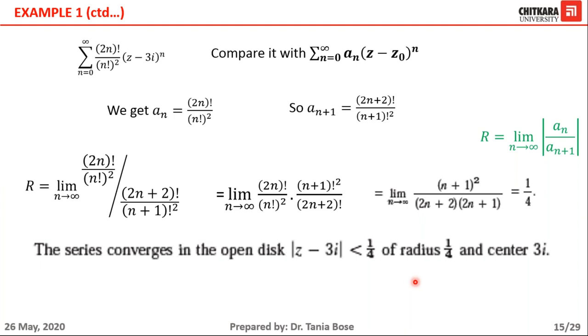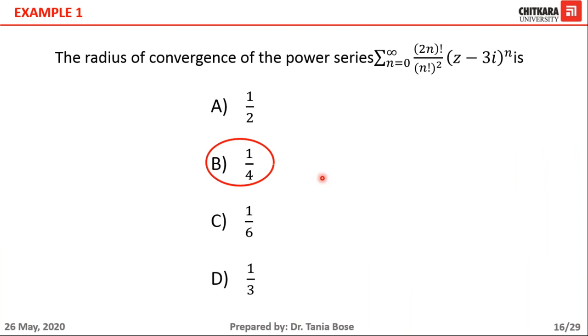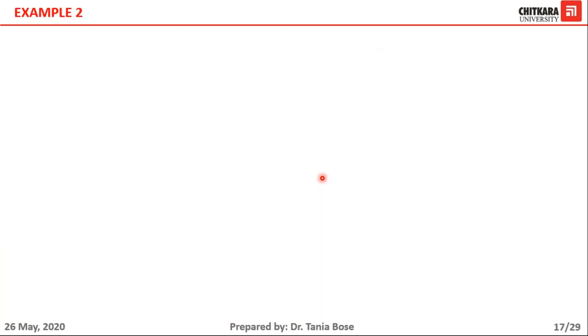Okay, so the answer to this question becomes, what is the radius of convergence? The radius of convergence, the option that is 1 by 4, right? Now we move on to the second example.